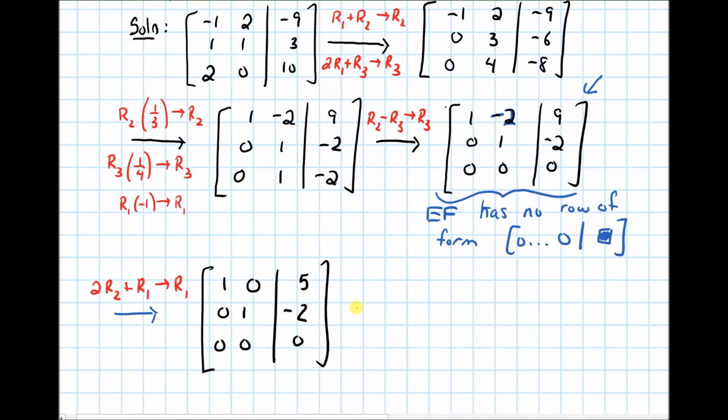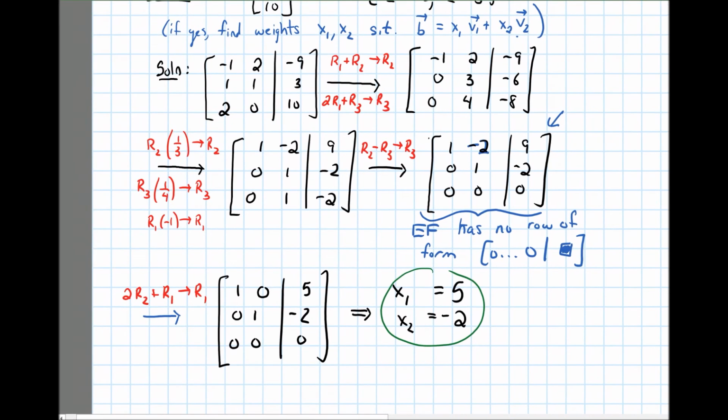At this point, let's convert these and write their corresponding equations. For the first row, I'll have x1, there's no x2 term because of the 0, and this equals 5. For the second row, I have no x1 term, but I do have one x2, or in other words, just x2. x2 equals -2. These values, x1 and x2, are the weights in the linear combination.